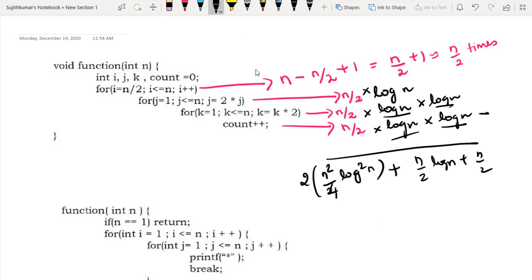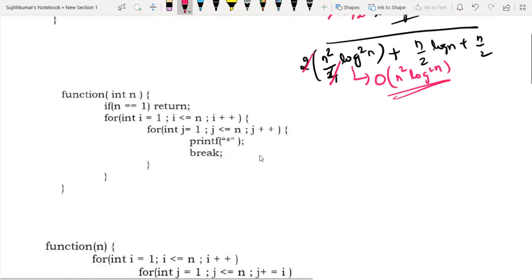But if somebody asks me the time complexity, that is the big O, I would definitely say that this is the time complexity. There is no need to write like that. You can go for your own notation. You can ignore the constant, so you can write like this: O n square log square n. This is the time complexity, and this is a special case, of course, right? So n square log square n. Okay, that's how it was.